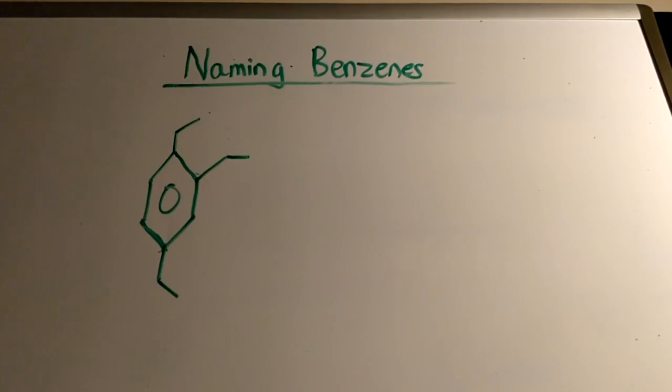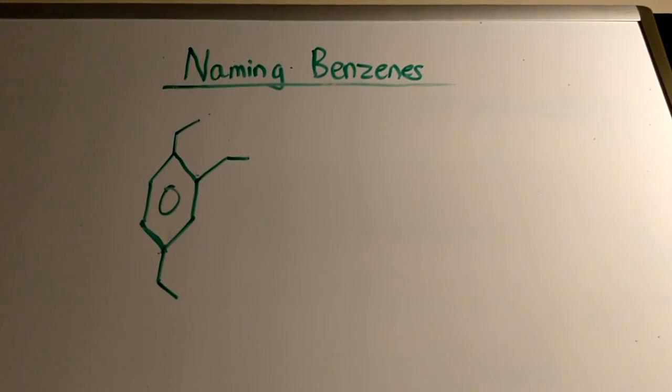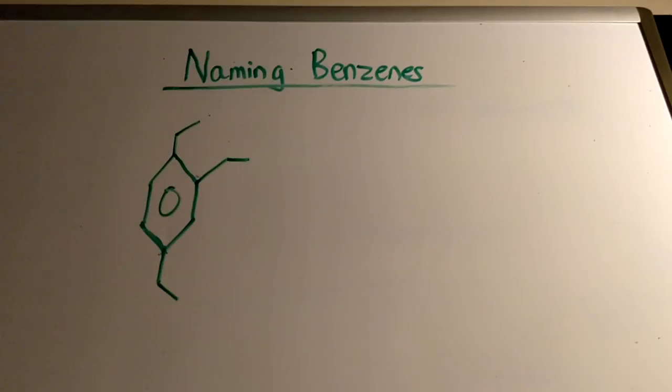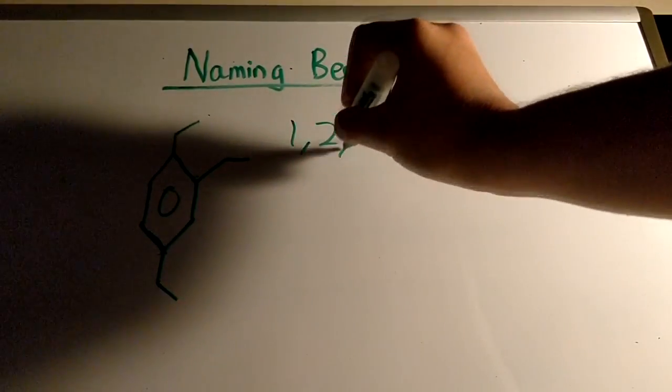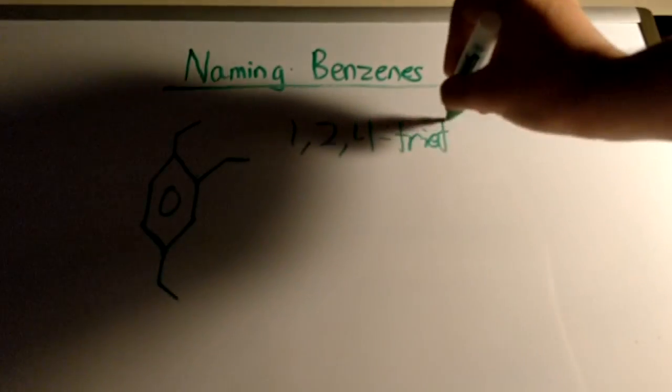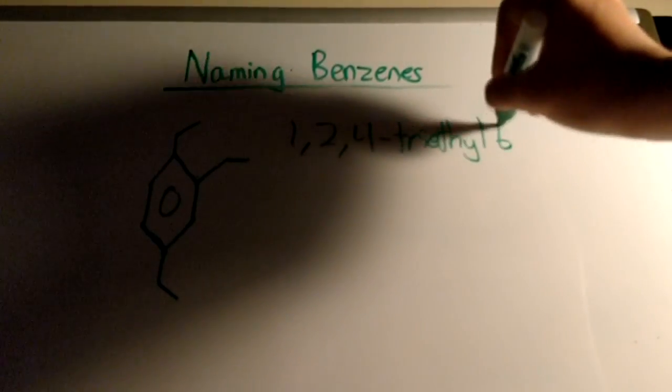Now, the ortho-meta-para naming system is not the only way to name a benzene. You can also name it as a normal organic compound using the IUPAC rules. An example is right here. This is a benzene that has an ethyl group coming off the first, second, and fourth carbon. So if you were to write this out, you would write 1,2,4-triethyl benzene.